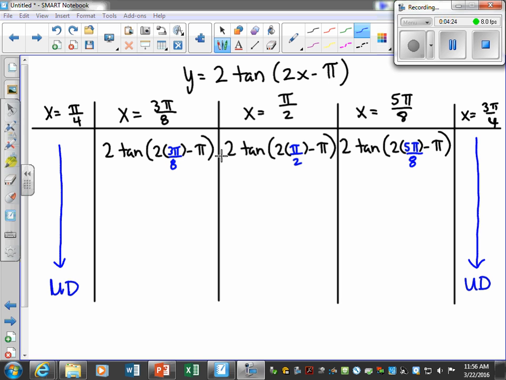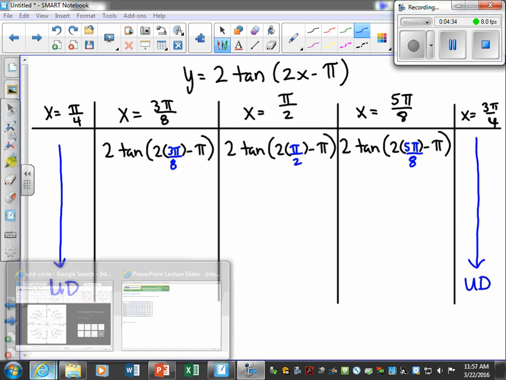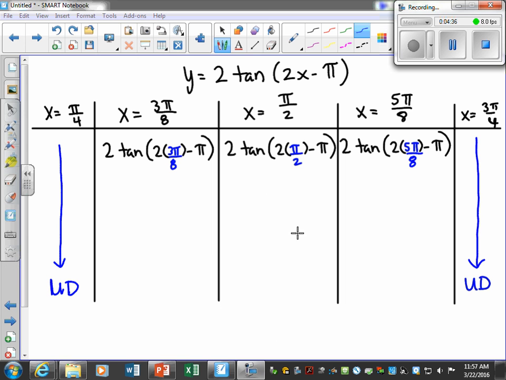Okay, so take and check your table to see if you set it up correctly. We don't have to do the work on these undefineds because we found our asymptotes earlier, so really we only need to calculate our 3 points in the middle. So pause it until you have all this, and then you can try your answers and see. I'm going to work through a couple of them with you.